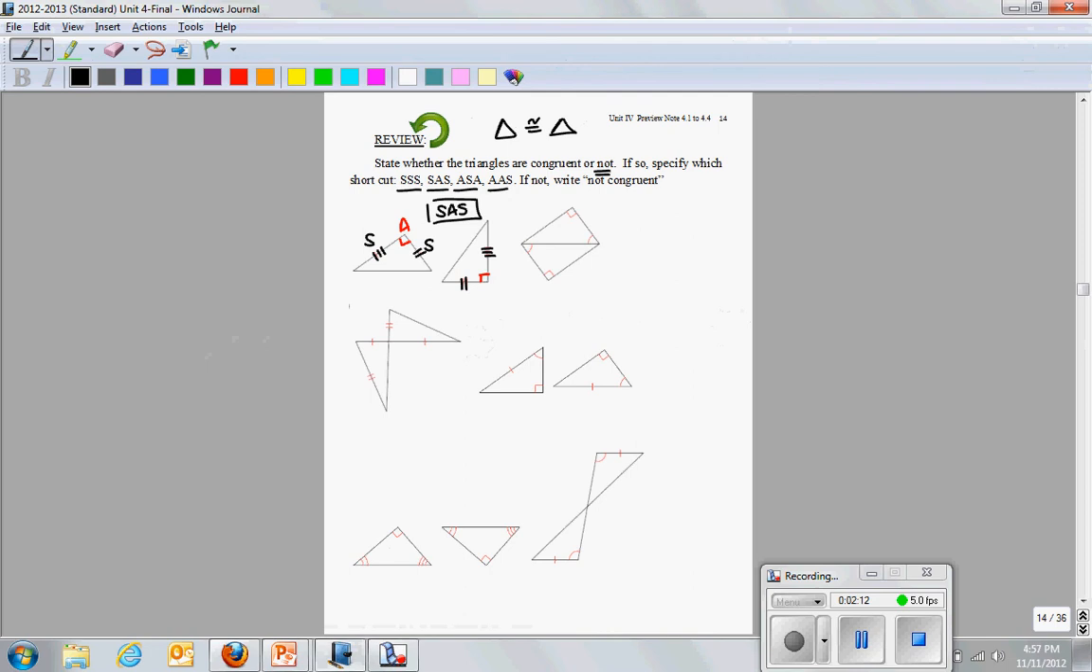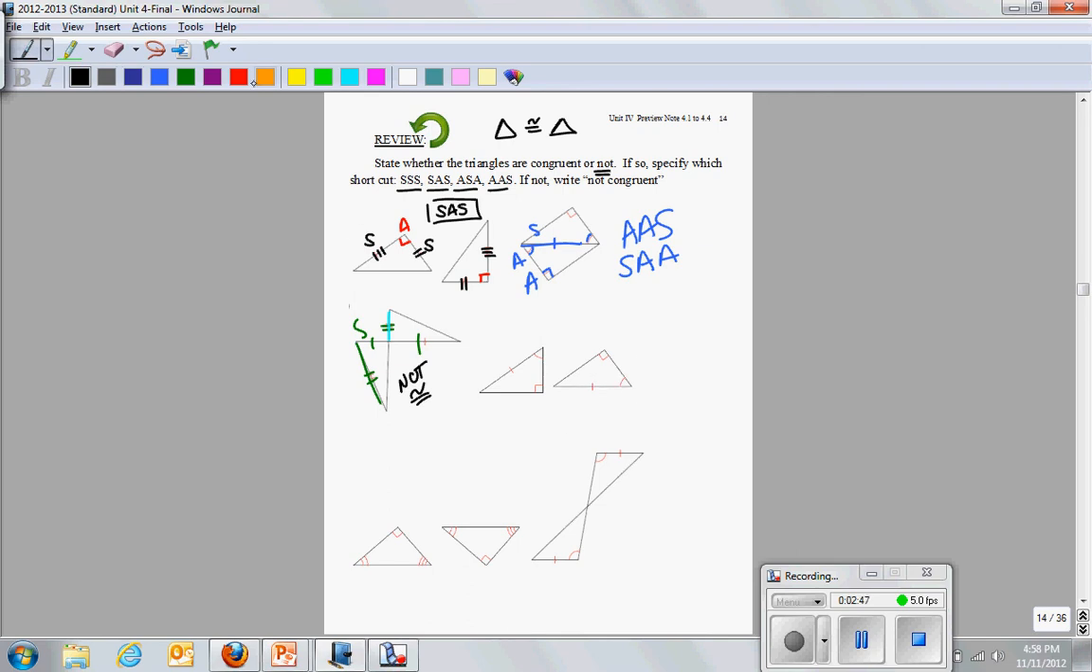All right, let's take a look here. In this diagram, we have a freebie side, there's an S. And then we had a pair of angles and another pair of angles. So this one was angle, angle, side. You could have also said side, angle, angle. Here, we have a pair of sides, and we have here mismatched sides. Notice the sides are not on the same corresponding side. So this one is going to be not congruent.